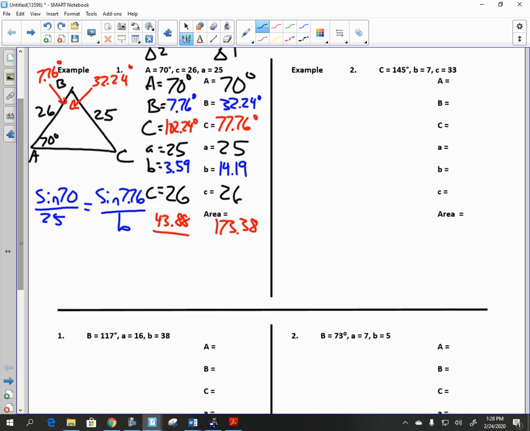So I just have 6 problems for you guys. 2 of them are no solution, 2 of them are one solution, and 2 of them are two solutions. So let's do this one then. I've got A, B, and C. C is 145 degrees. B is 7, and C is 33.